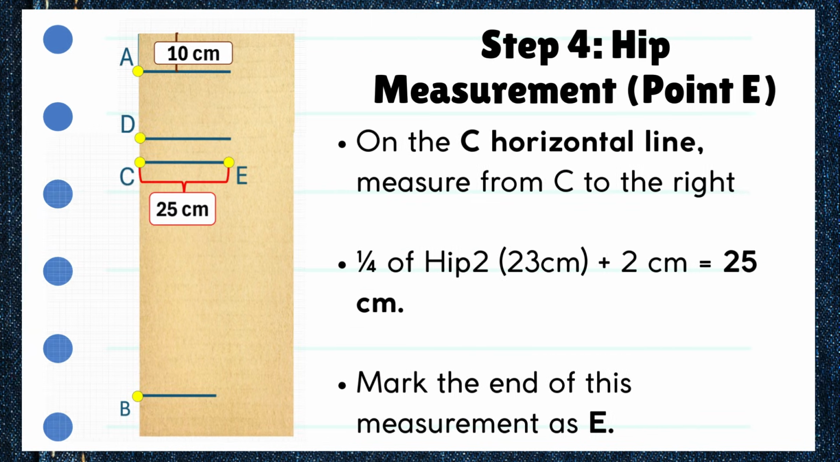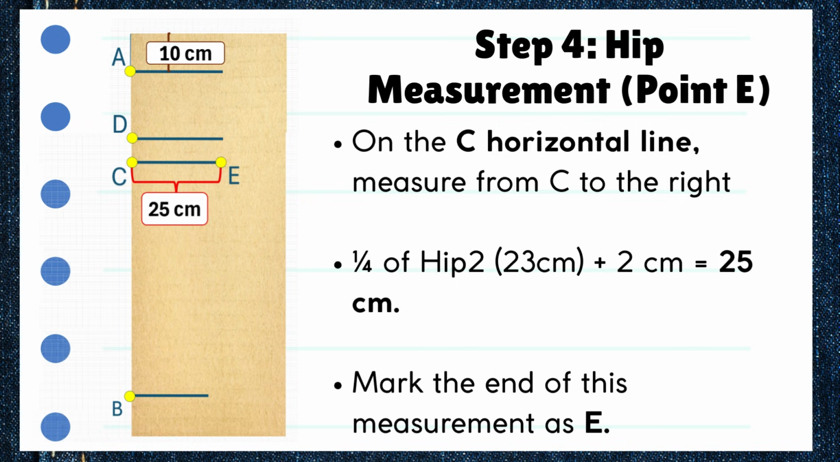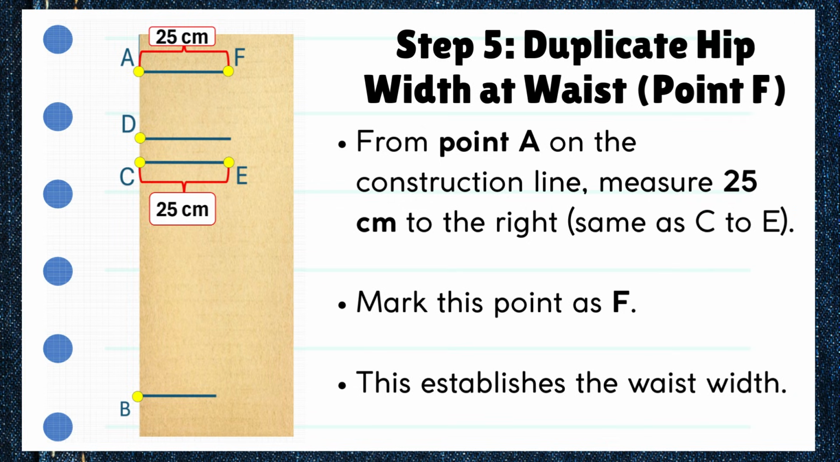Step 4. Hip measurement. On the C horizontal line, measure from C to the right 1/4 of hip 2, 23 cm, plus 2 cm equals 25 cm. Mark the end of this measurement as E. Step 5. Duplicate hip width at waist. From point A on the construction line, measure 25 cm to the right, same as C to E. Mark this point as F. This establishes the waist width.